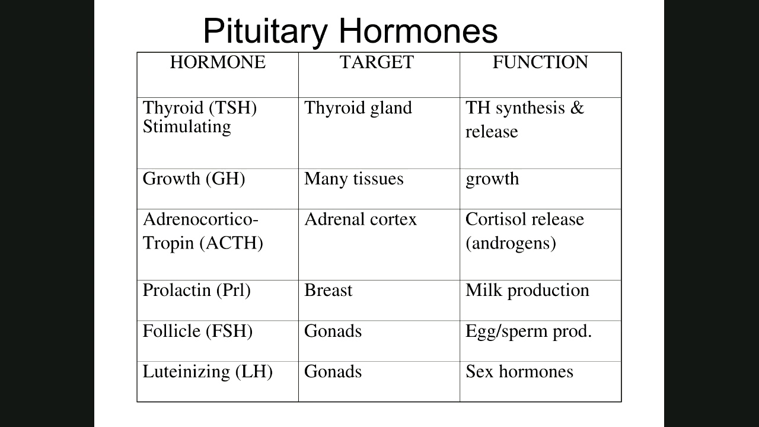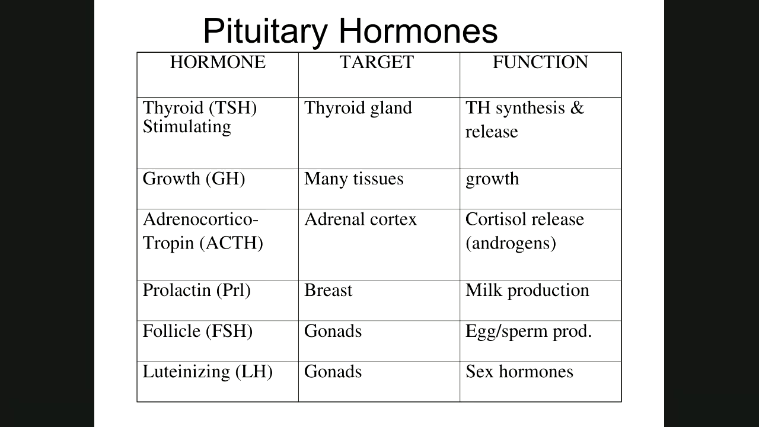So we divide this table into the hormone, the target, and the function. Thyroid stimulating hormone, as the word says, targets the thyroid gland. The function is stimulating the thyroid hormone synthesis and the release of T3, T4. The growth hormone stimulates so many tissues in our body. As the word says, the function is growth. Adrenocorticotropic hormone, the target is the adrenal cortex. It releases the cortisol, which is an androgen. The prolactin, the target is the breast, of course, milk production.